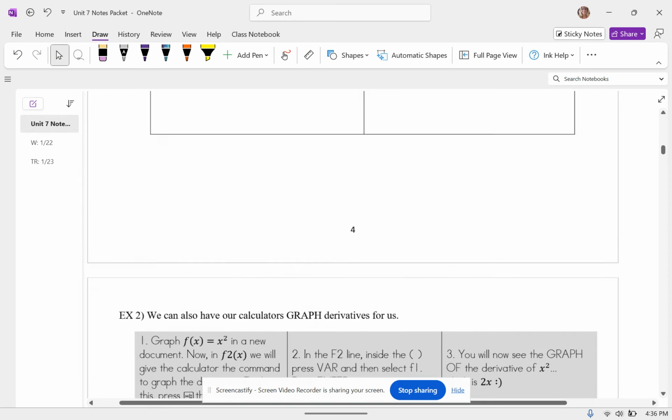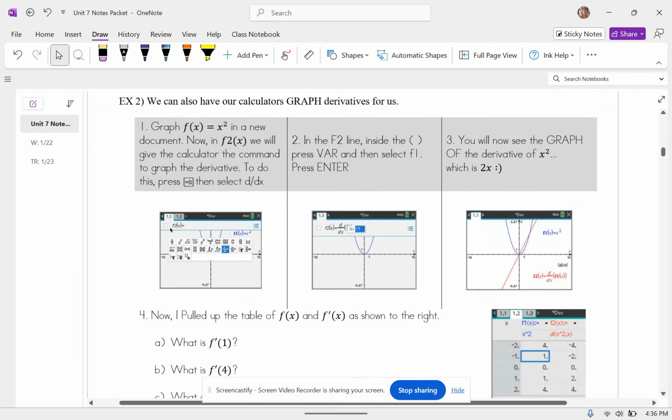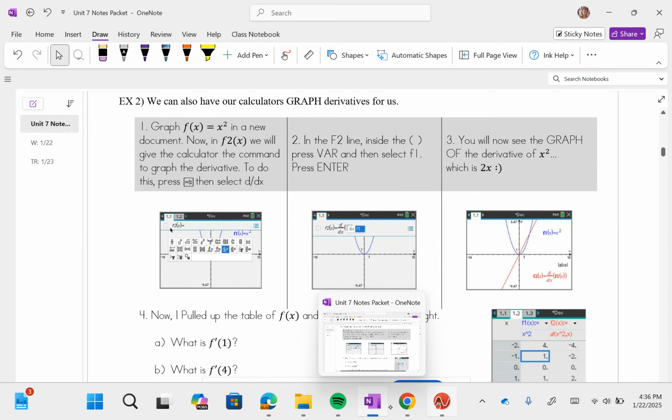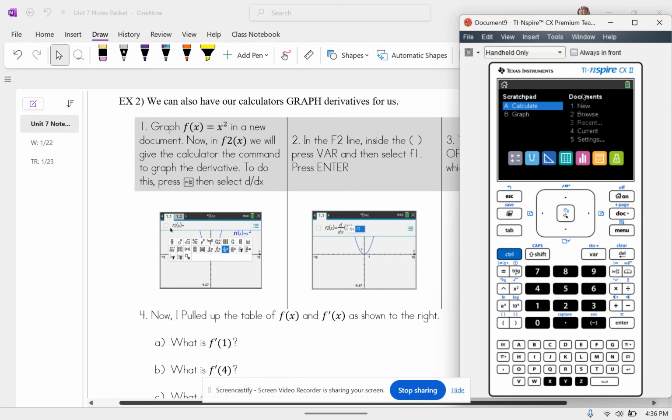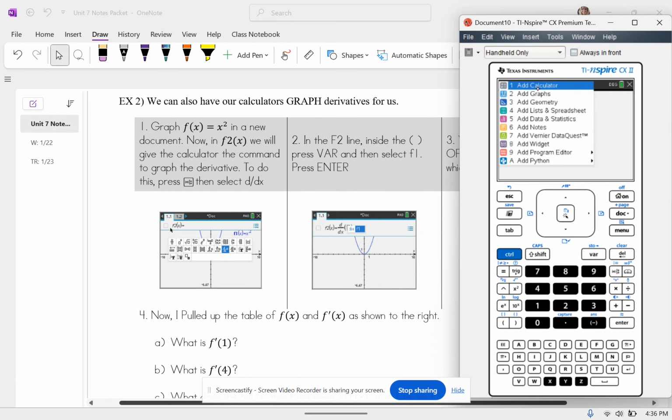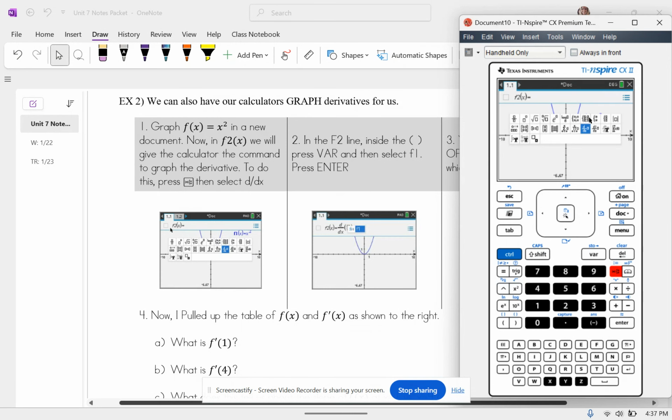Okay, so moving on. We are now going to have our calculators graph derivatives for us, okay? So we kind of just did this, but I went through it very quickly. So we're going to graph f of x equals x squared in a new document. Now in f2 of x, we will give the calculator the command to graph the derivative. And the way that we do that is we hit tab d dx of f1 of x.